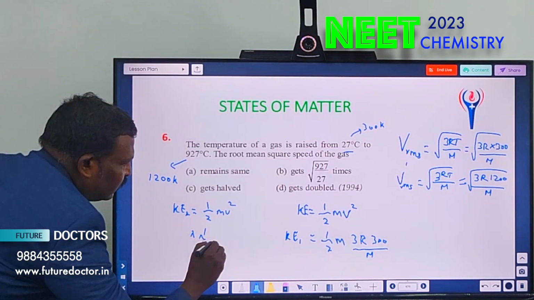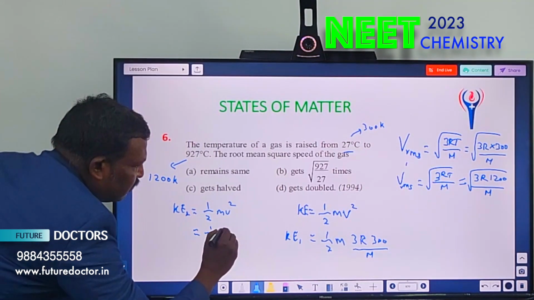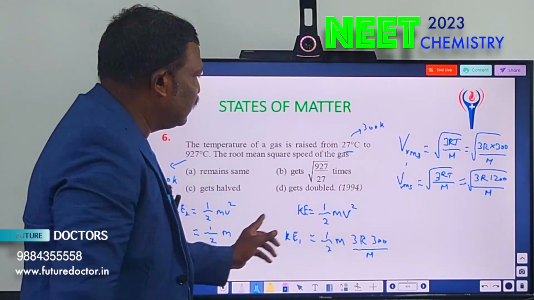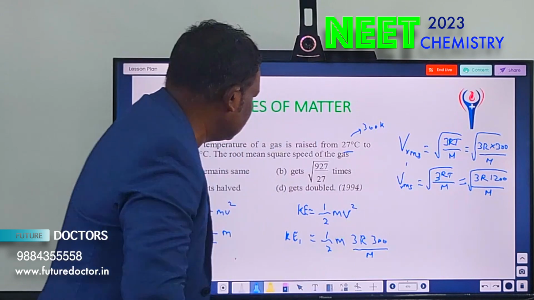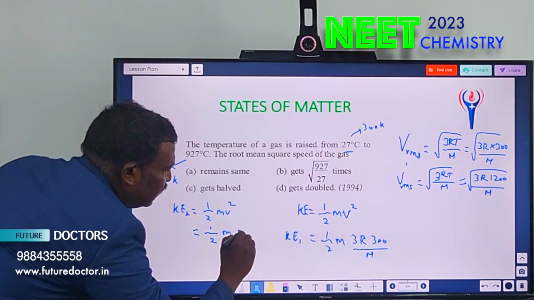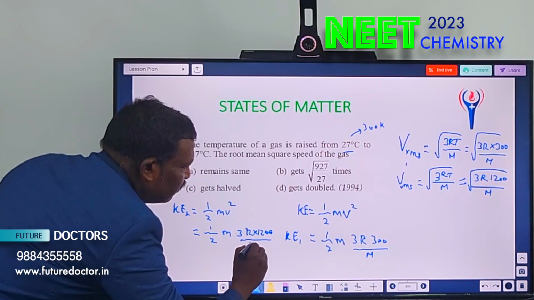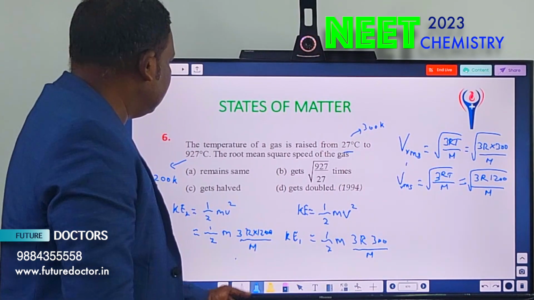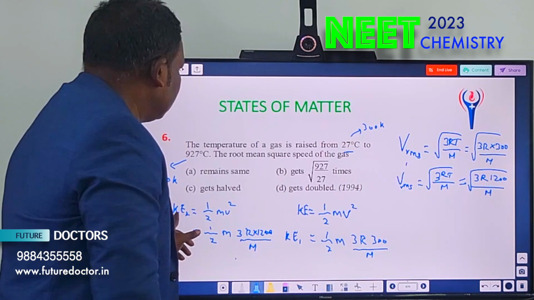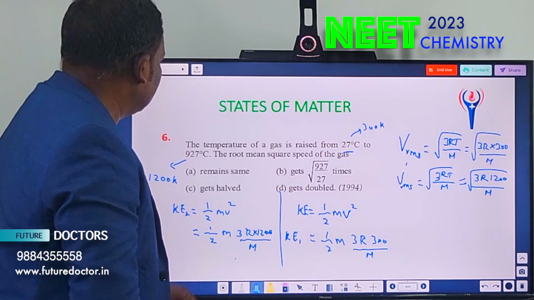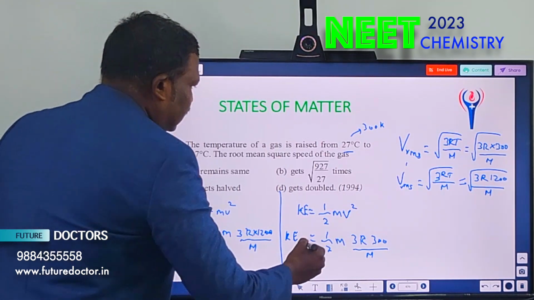Here it is 1 by 2, m as usual. Instead of v, you substitute this value. It is v square, so the square root will be removed. It will be 3R into 1200 by m. This is called KE1, then KE2. You just compare the two values, kinetic energy 1 and kinetic energy 2.